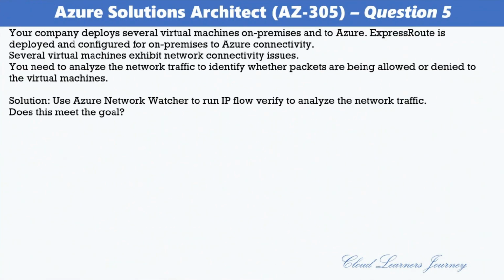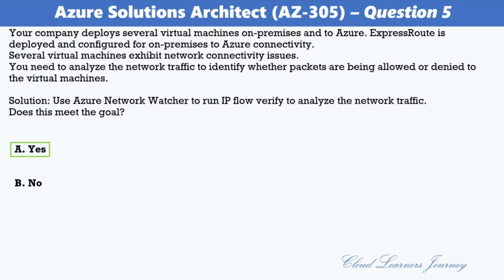Next, question number 5. Your company deploys several virtual machines on premises and to Azure. ExpressRoute is deployed and configured for on-premises to Azure connectivity. Several virtual machines exhibit network connectivity issues. You need to analyze the network traffic to identify whether packets are being allowed or denied to the virtual machine. And here the solution is use Azure Network Watcher to run IP flow verify to analyze the network traffic. Does this meet the goal? And the options are A, yes, B, no. And the correct option is A, yes.